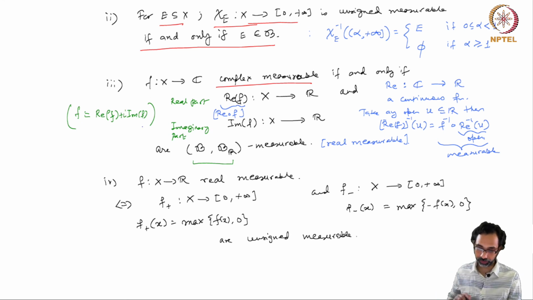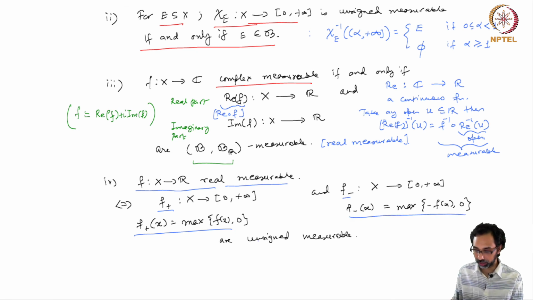On the other hand, if f is now a real measurable function, then the positive part f plus, which is defined as the maximum of f(x) and 0, and the negative part are unsigned measurable, and this is again an if and only if condition. So we see that we have various equivalent conditions for f to be complex measurable, for f to be real measurable, and for an indicator function of a subset of X to be unsigned measurable.